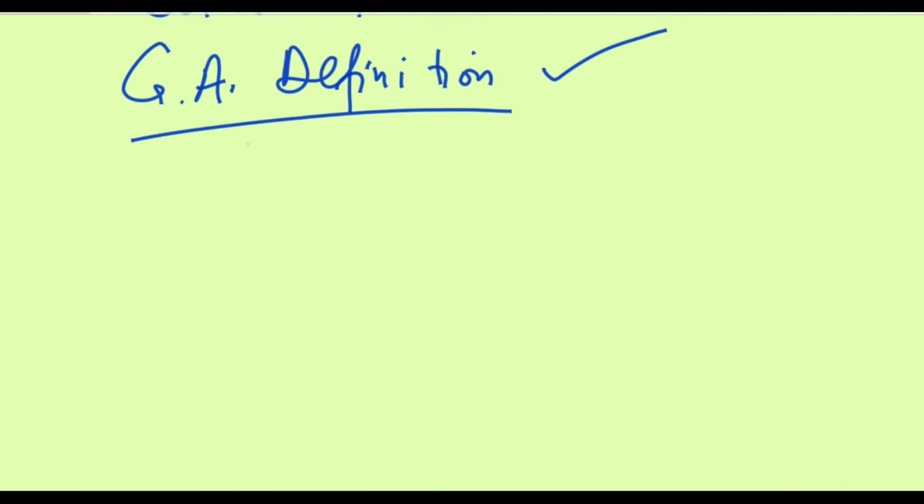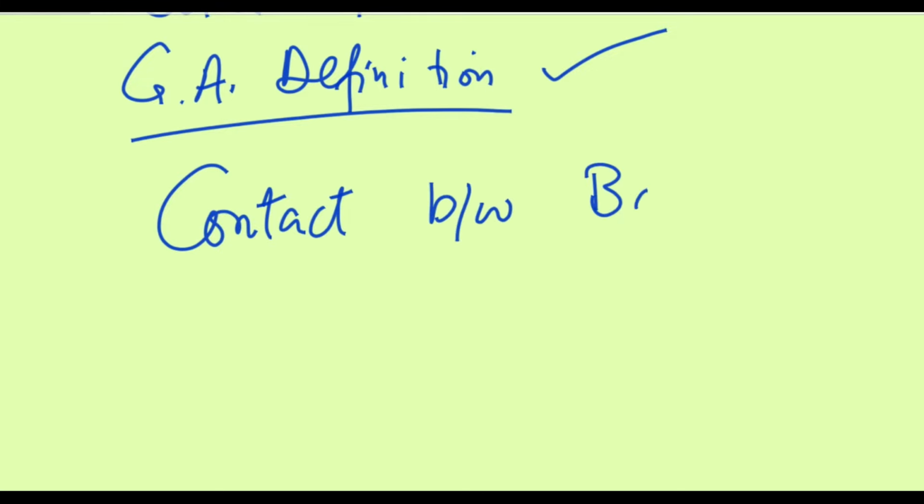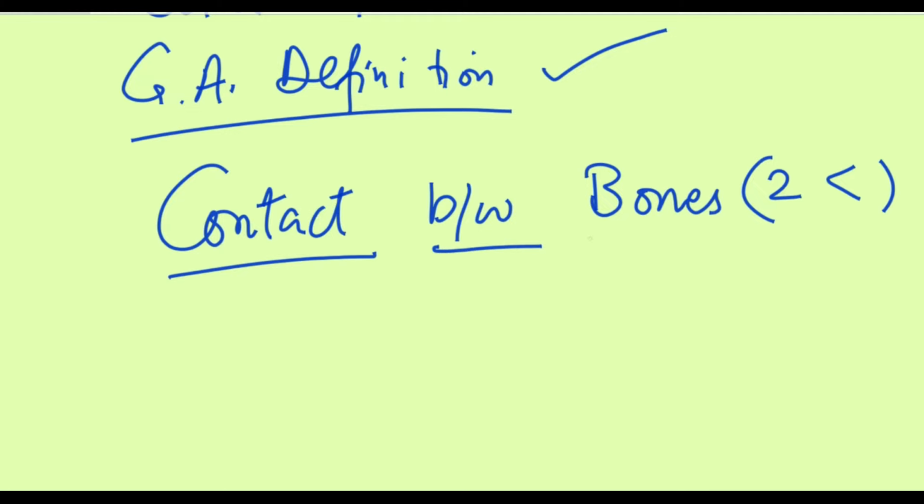Always remember three simple words for the definition of a joint. What can be a joint? Always remember three simple words: contact between bones. It can be two bones, it can be more than two bones. So the contact between bones is a joint. This is a simple definition of a joint. Whenever two bones make contact, they are labeled as a joint.